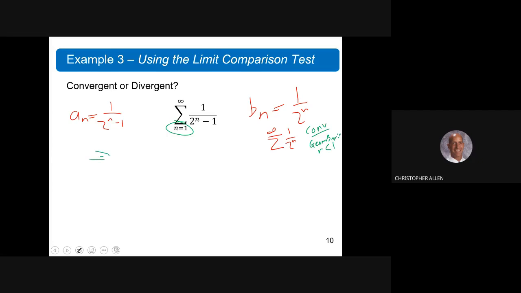So here's what we're going to do. I'm going to put arrow, arrow. We're going to do the limit as n goes to infinity of A sub n over B sub n. Okay, so that means that we're going to do the limit as n goes to infinity of 1 over 2 to the n minus 1 over 1 over 2 to the n. Now, when we divide fractions, how do we deal with that? We multiply by their reciprocals. So I'm going to do 1 over 2 to the n minus 1 times 2 to the n over 1.